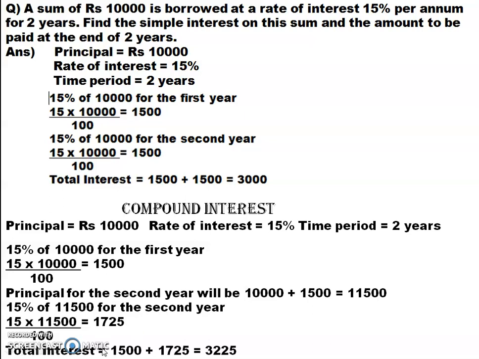So the total interest is 1,500 plus 1,725. The total interest you are going to get is 3,225. So compare simple interest and compound interest. Simple interest you got only 3,000. Compound interest you got 3,225. So which interest is more? Compound interest is more.